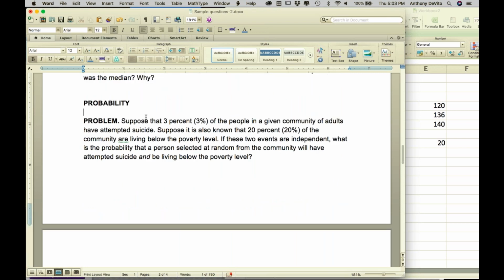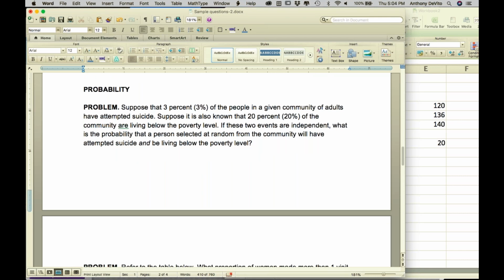Suppose that 3% of people in a given community of adults have attempted suicide. Suppose it is also known that 20% of the community are living below the poverty level. If these two events are independent, what is the probability that a person selected at random from the community will have attempted suicide and be living below the poverty level?